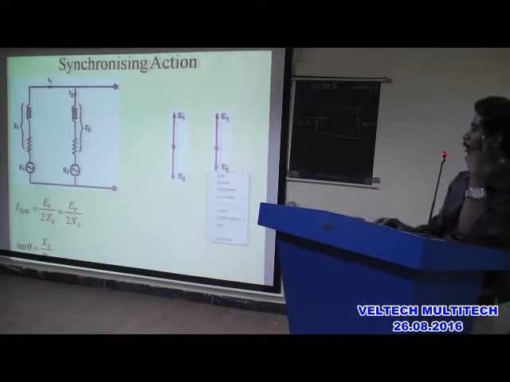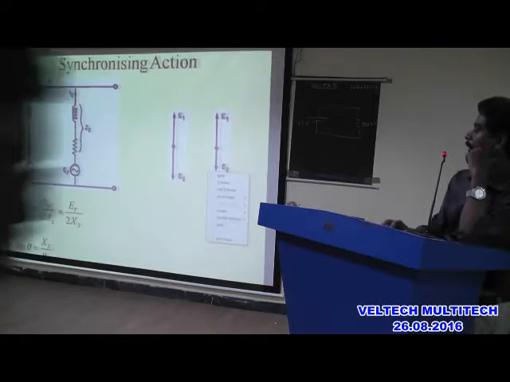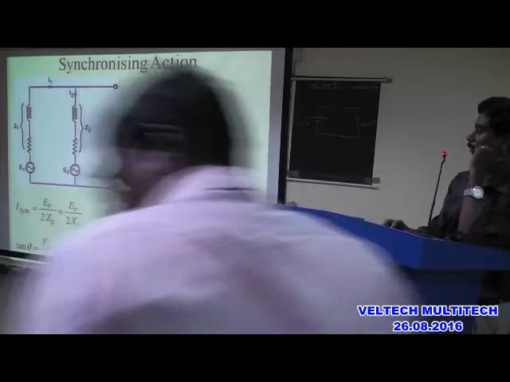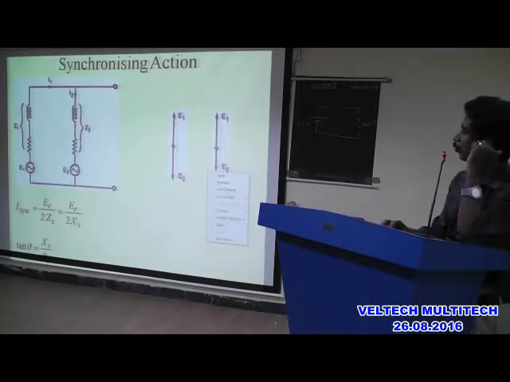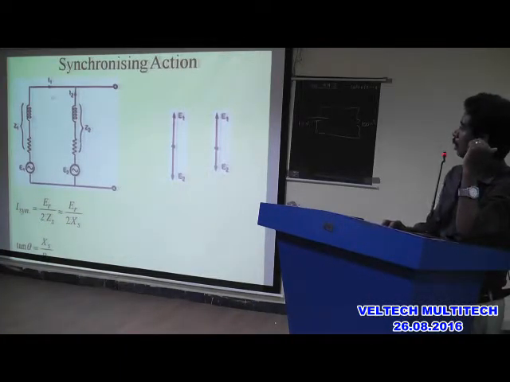That is the synchronizing current. The synchronizing current is ER divided by 2 Zs. In the case of two alternators, ER is the resultant voltage between these two terminals. Then 2 Zs: one Zs, then another Zs, gives 2 Zs.